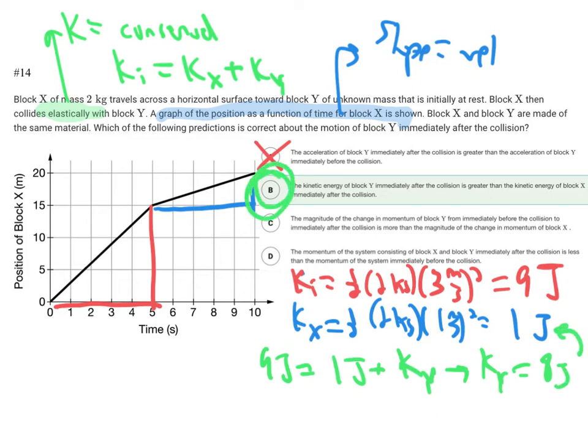Let's look at the others. The magnitude of the change in momentum of block Y from immediately before the collision to immediately after the collision is more than the magnitude of the change in momentum of block X. Well, actually we don't know that offhand, so let's put that on the back burner. The momentum of the system consisting of block X and Y immediately after the collision is less than the momentum before, but that can't be because it's a collision. We actually don't know enough to get the change in momentum for Y because we don't know what the value of the mass is. So that one's out as well.